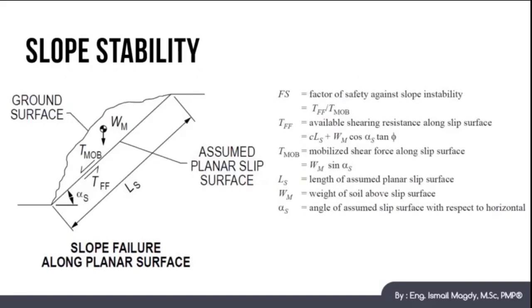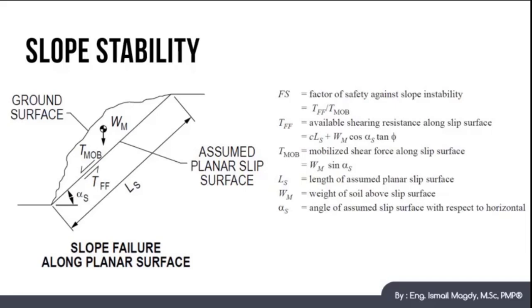After that, the stability force will be calculated, which consists of two different components, as we have also learned in our previous video. The first component is due to the friction force, which equals the component of the soil weight in the direction vertical to the plane of failure, which equals Wm cosine alpha s. This force must be multiplied by the coefficient of friction for soil, which equals tan phi, where phi is the angle of internal friction for the soil.